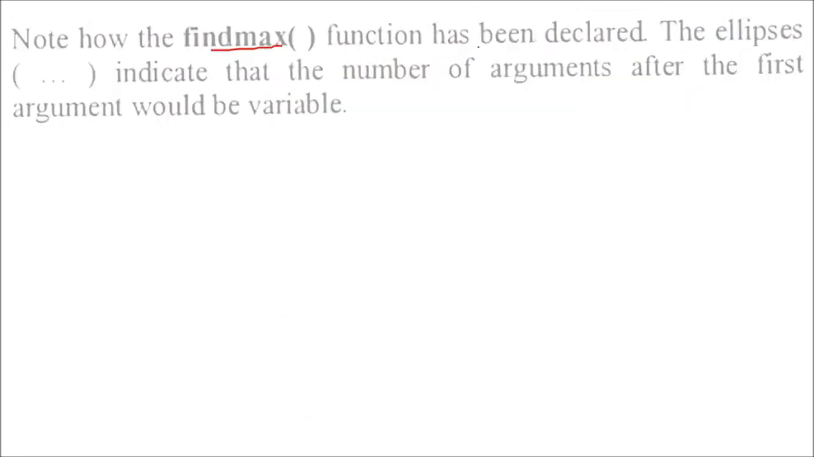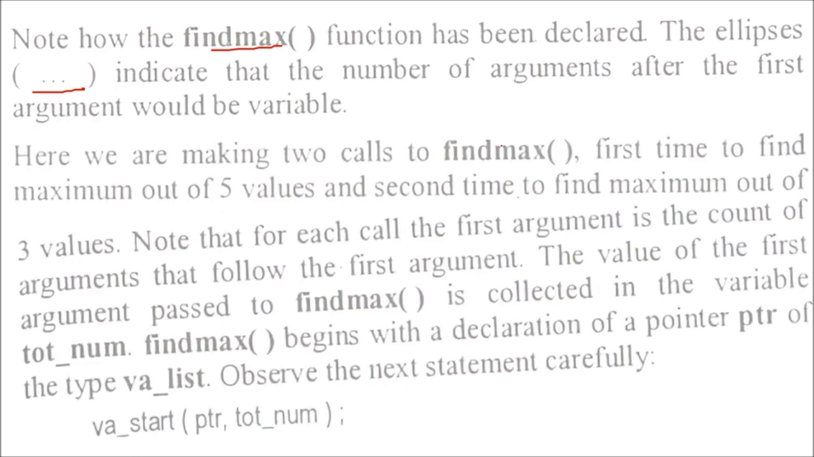So in this find max function, we have declared the ellipsis, dot dot dot. This indicates the number of arguments after the first argument, which would be a variable. We made two calls to find max: the first time to find the max of 5 values, the second time of 3 values. Just note that for each call, the first argument is the count of the arguments that follow the first argument.